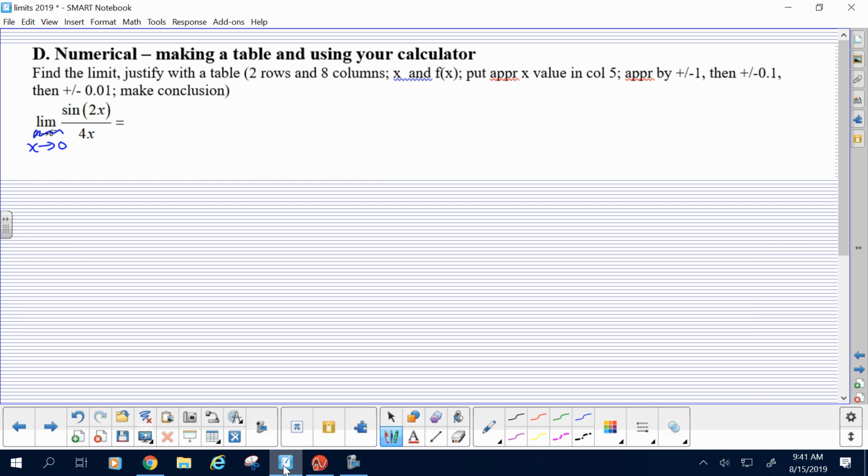The problem here is this. If you put 0 in, you get sine of 0 over 0. What is sine of 0? Is it 0 or 1? It is 0, so you get 0 over 0, and that's a problem. Let's talk about that. 0 over 0, what is it? It's indeterminate, does not exist, or undefined.